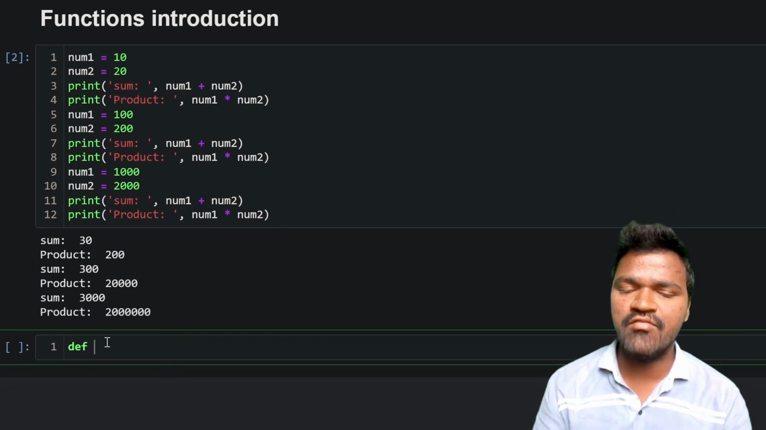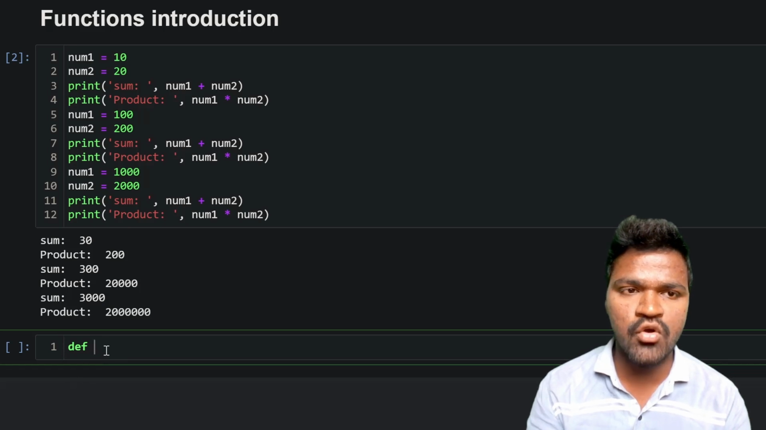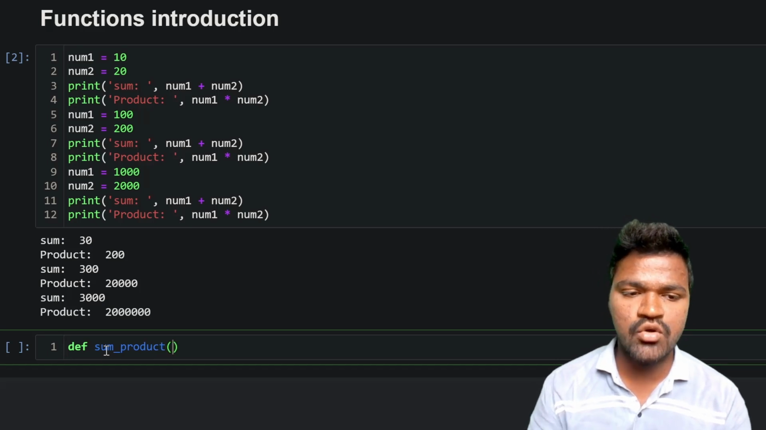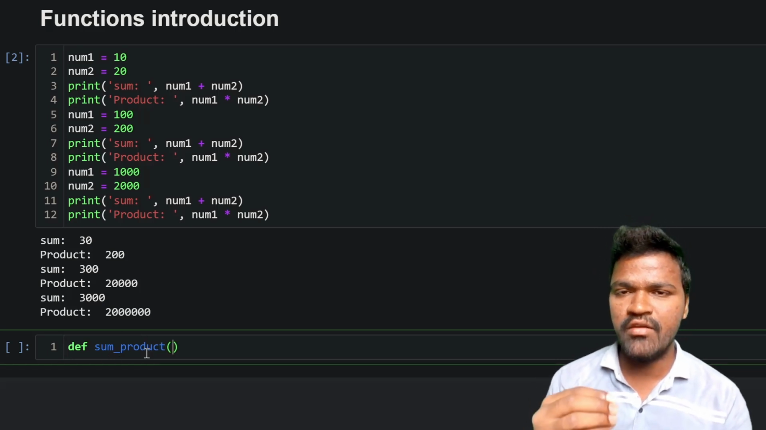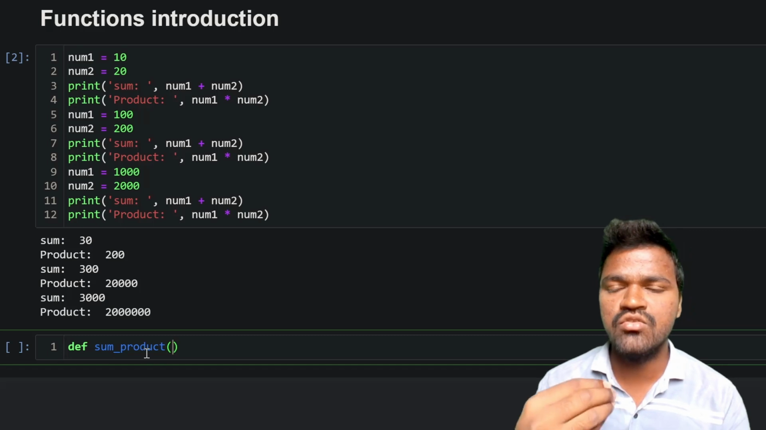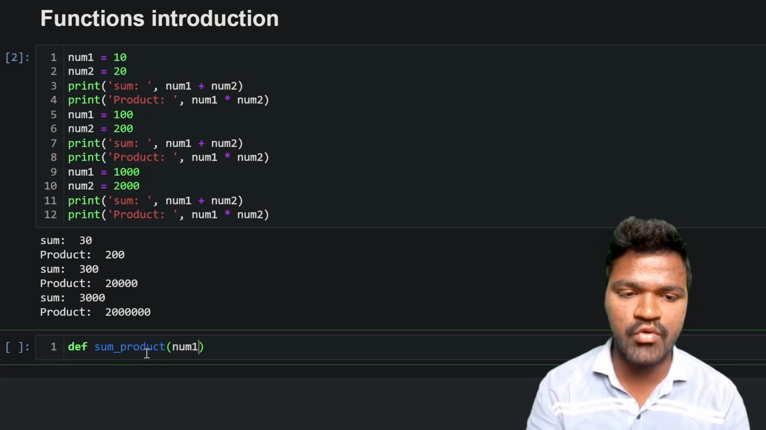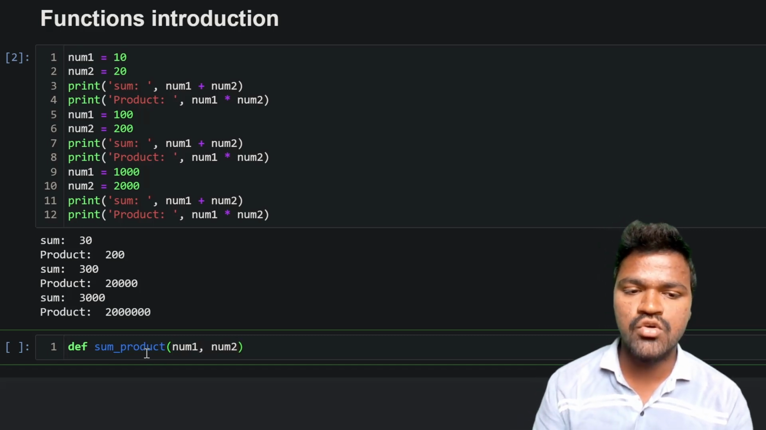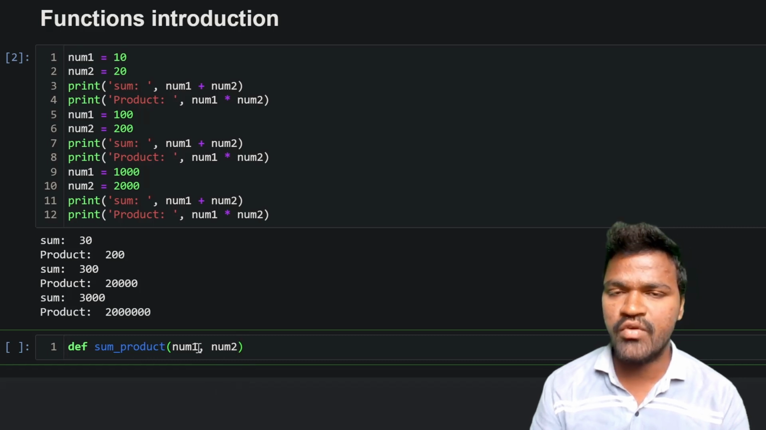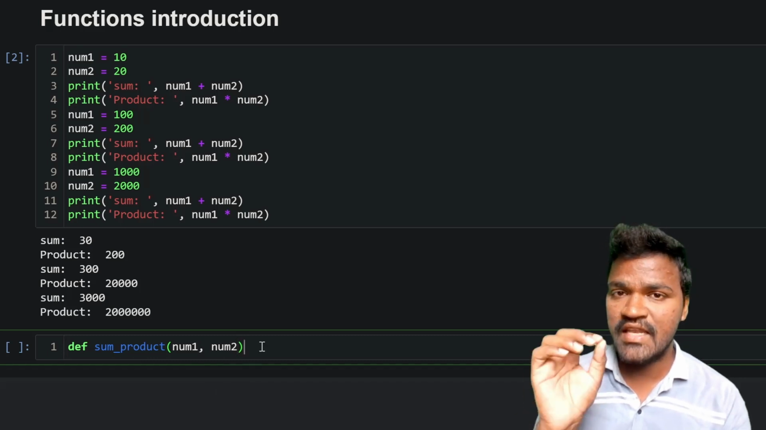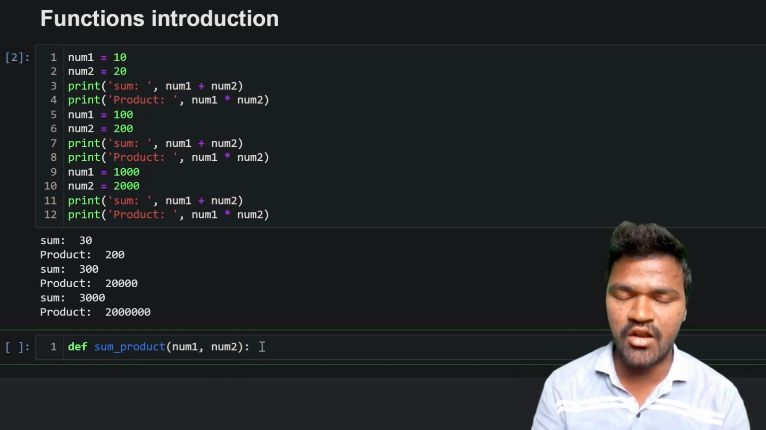So come with me. To define this function, I will be using this def keyword. So I wanted to find the sum and product, right? So I will be naming sum and product here. So this is the name that I wanted to give to my function. So here I wanted to take two numbers. One is number 1, another one is number 2. So these are called parameters. So don't worry about all of these things now. In the next video, I will clearly explain all of these things.